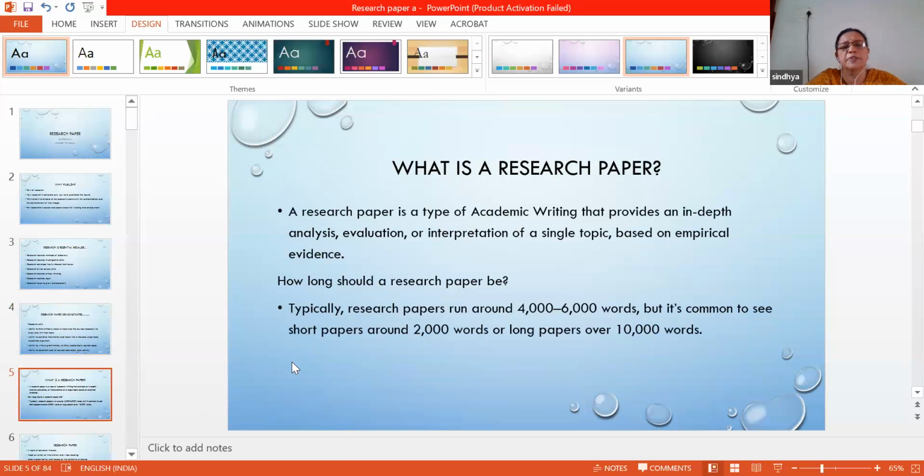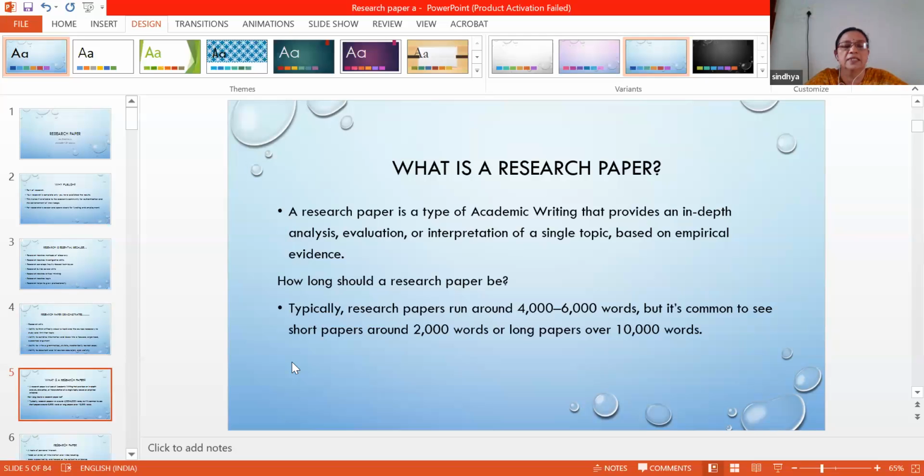Then what is a research paper? So we are familiar with different kinds of academic writing. That can be a review, that can be a document, that can be a research article, that can be a genuine, original research paper. So different kinds of academic writing are there. So this is also a form of academic writing that provides an in-depth analysis, evaluation, or interpretation of a single topic based on empirical evidence.